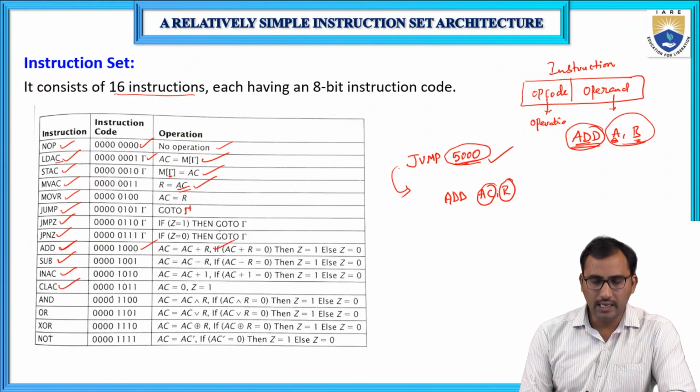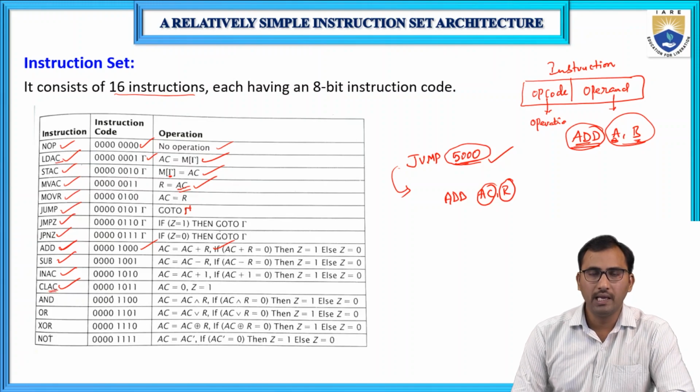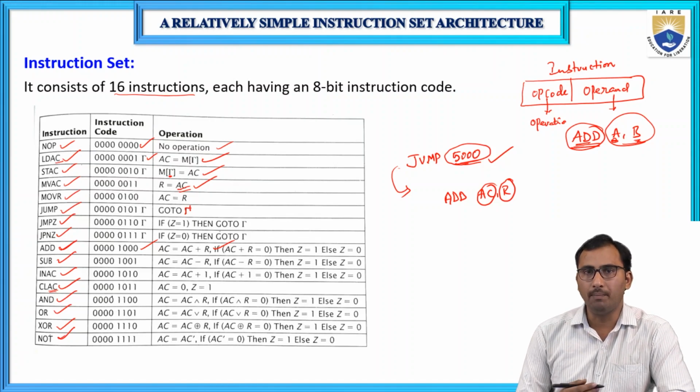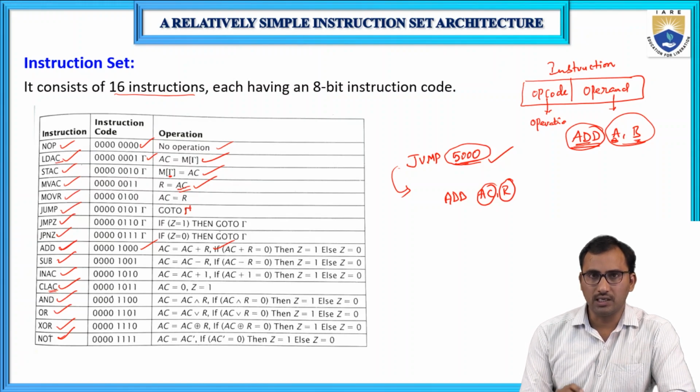Similarly, clear accumulator. That means the accumulator register will be cleared to 0. That means the register will be loaded with all zeros. And, or, XOR, not. So not means complement operation. So these are the different 16 instructions.